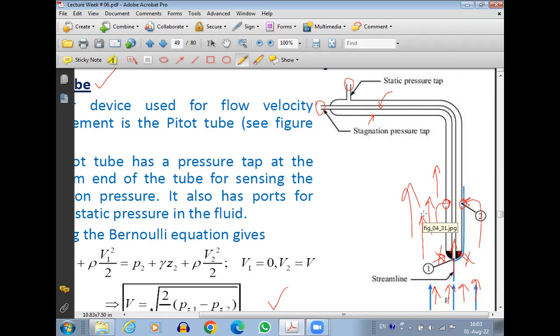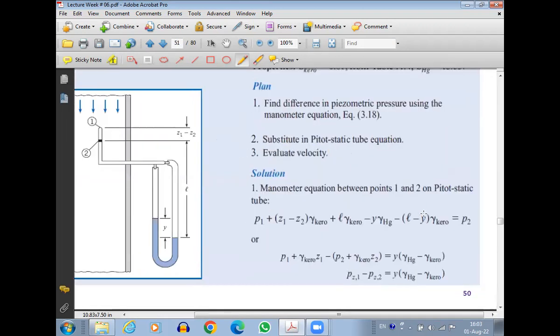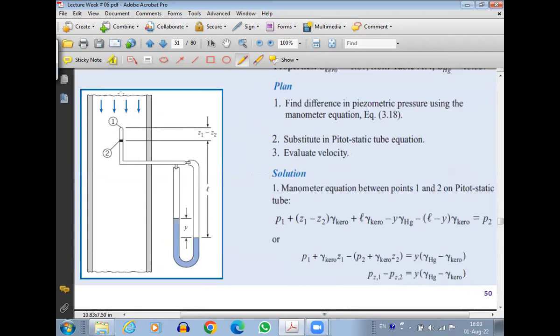Now coming back to our problem. We have a situation like here. The fluid was flowing like this, so we put the Pitot tube here in this way. The fluid will be entering the inner tube from point 1, which should be put directly in the direction of the flow. And the fluid will be entering the outer tube from point 2, which is not in the direction of the fluid flow, but a sideways opening.